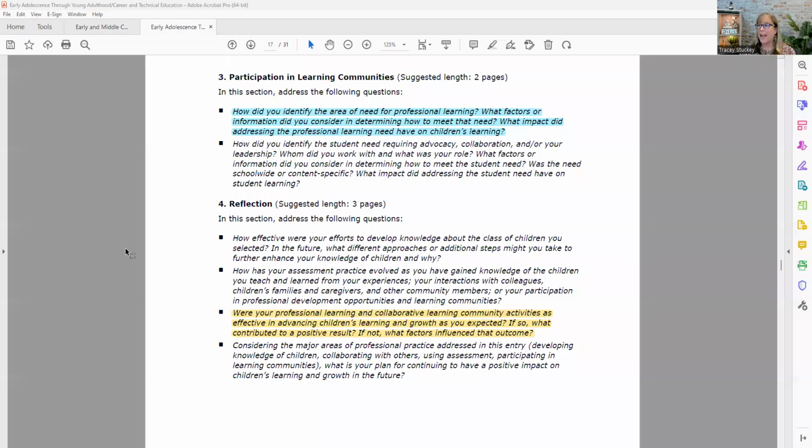Hey there, friends. Okay, I am in component 4 for the initial certification process for National Board, and I am looking at participation in learning communities and reflection.